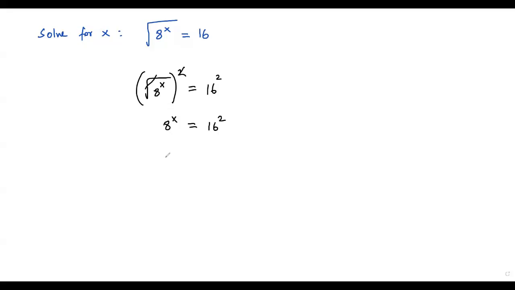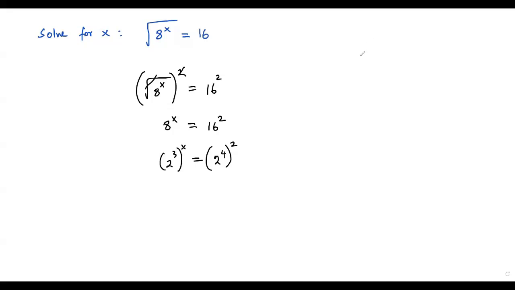Because 8 can be written as 2 to the third power, let's write 8 as 2 to the third power, and we have exponent x. And 16 can be written as 2 to the fourth power, and already we have exponent 2, so that can be taken over here. Now on the next step of simplification, we have to use the power of a power rule in exponents.